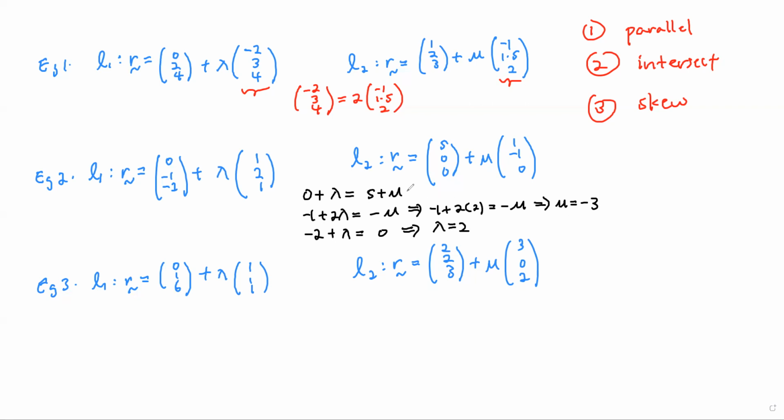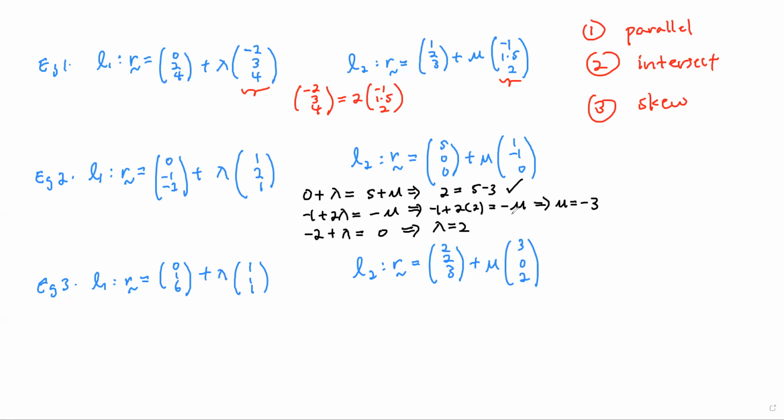Since lambda is 2 and mu is negative 3, let's substitute both of them into the first equation. This is 2 and this is 5 minus 3. Does it make sense? You get 2 equals 2, that makes sense. That means line 1 and line 2 do intersect. As long as you have a mu and a lambda that satisfy all three equations, then we know that they intersect.